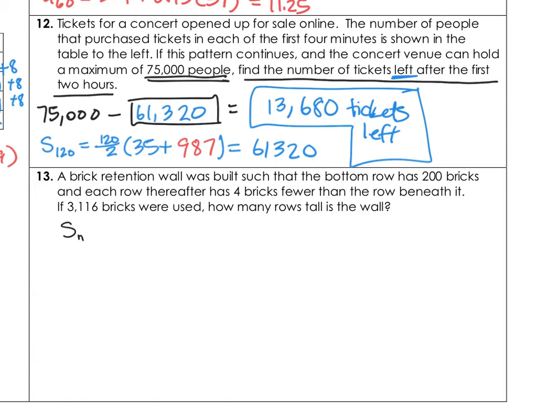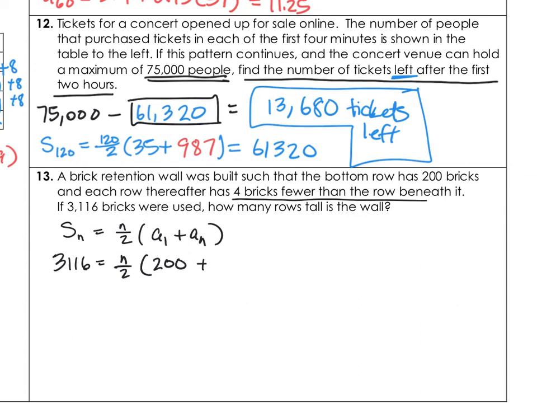The sum of n number of rows would be n over 2 times the first term plus the last term, okay? That's our formula. How many bricks were used? 3,116. How many rows is it? We don't know, so we have to leave it as n. First term, that was 200, plus the last term. Well, that's a little tricky because we don't know how many rows it is, but we do know that each one has 4 fewer bricks than the row beneath it.